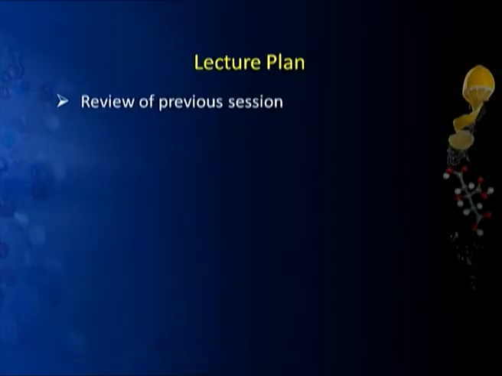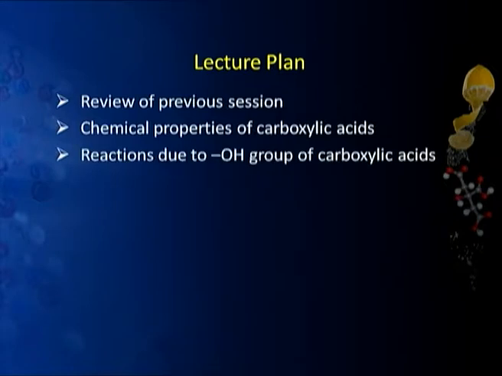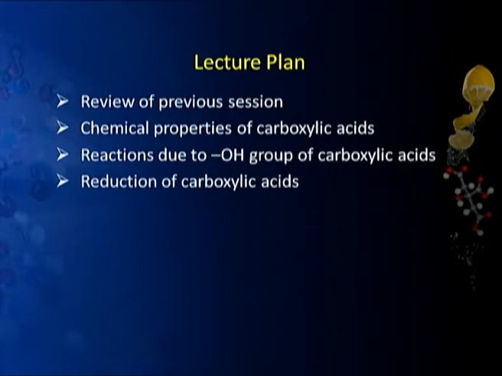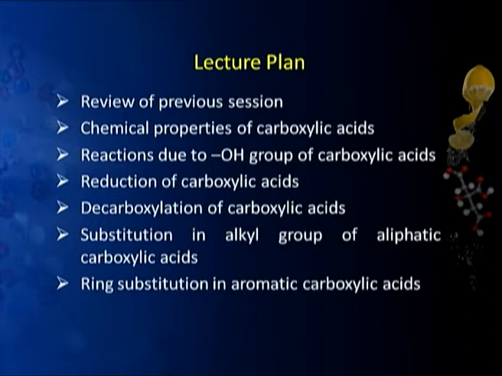We have planned today's session like this: first we will briefly review what we had done in our previous session. We will take up the chemical properties of carboxylic acids which we were discussing. Today we will discuss mainly the reactions due to the OH group of the carboxylic acid. Then we will take up the reaction due to the C double bond O bond that causes reduction mainly, and we will discuss reduction of carboxylic acids. We will take up decarboxylation, then substitution in the side chain and ring substitution in the aromatic ring which is attached to the carboxylic group. Finally, we will summarize today's work.